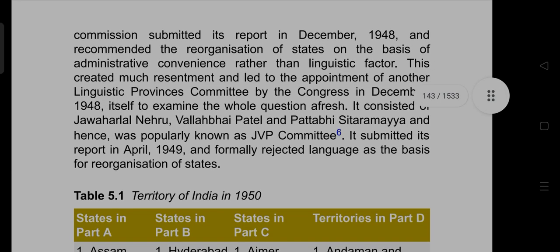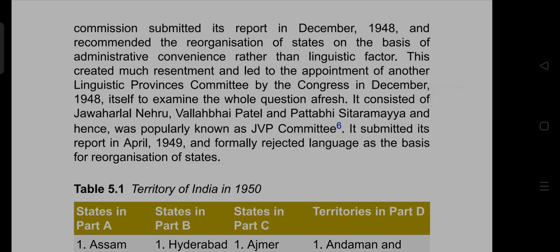The commission submitted its report in December 1948 and recommended the reorganization of the states on the basis of administrative convenience rather than linguistic factors. This created much resentment and led to the appointment of another Linguistic Provinces Committee by Congress in December 1948 itself to examine the whole question afresh.